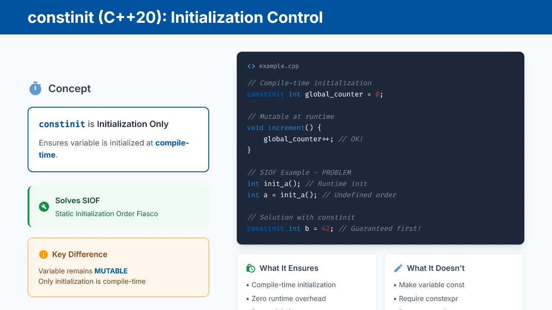This is particularly useful for preventing the static initialization order fiasco, or SOF. This problem occurs when global variables in different files depend on each other, and the initialization order is undefined. With constinit, we guarantee that certain global variables are initialized early, before any dynamic initialization. In our example, we declare a global counter with constinit. The counter can still be modified at runtime. This makes constinit valuable for global state that needs deterministic initialization but may change during execution.